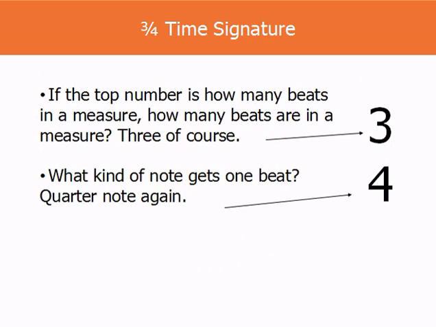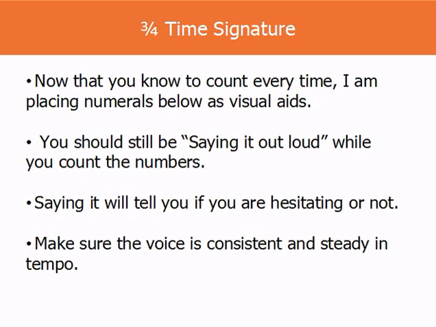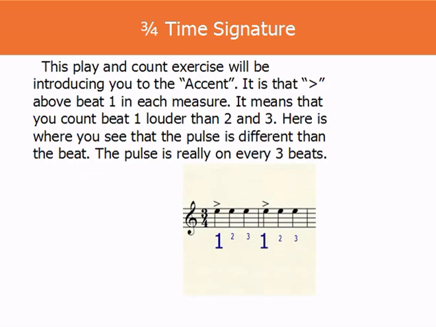Now, if the top number is how many beats in a measure, how many beats are in this measure of this time signature? 3, of course. What kind of note gets 1 beat? Quarter note again. Now that you know to count every time, I'm placing numerals below as visual aids. You should still be saying it out loud while you count the numbers. Saying it will tell you if you're hesitating or not. Make sure the voice is consistent and steady in tempo.